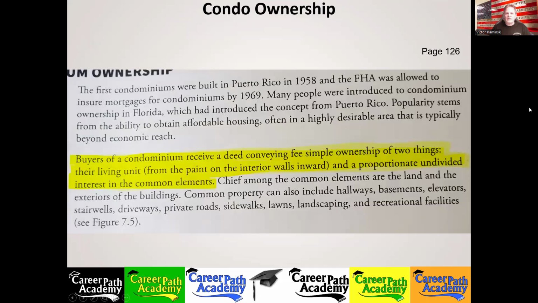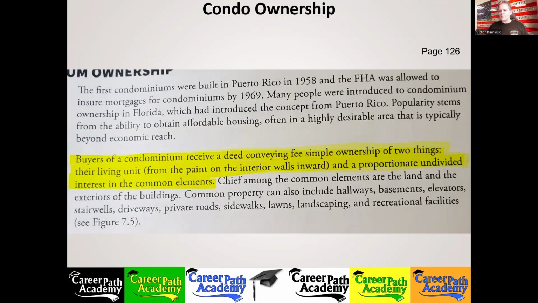So let's now talk about condominiums. The first condominiums were built in Puerto Rico in 1958, and the FHA was allowed to insure mortgages for condominiums by 1969. Many people were introduced to condominium ownership in Florida, which had introduced the concept from Puerto Rico. Popularity stems from the ability to obtain affordable housing, often in highly desirable areas that are typically beyond the economic reach of most because they're very expensive.